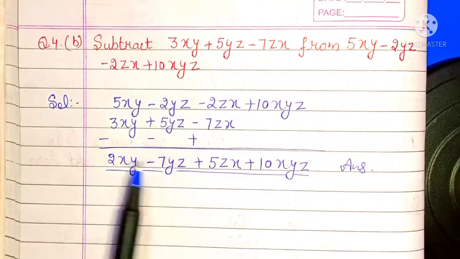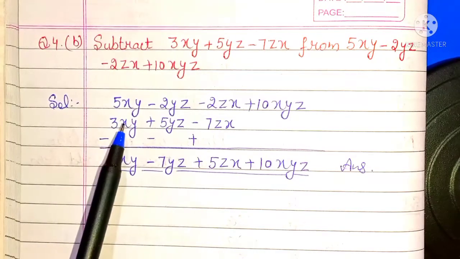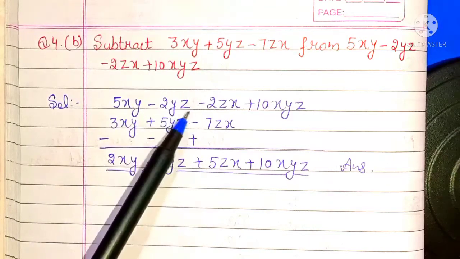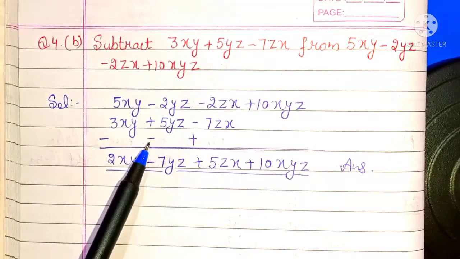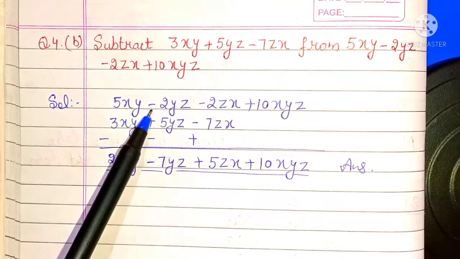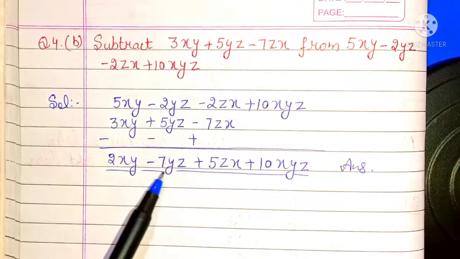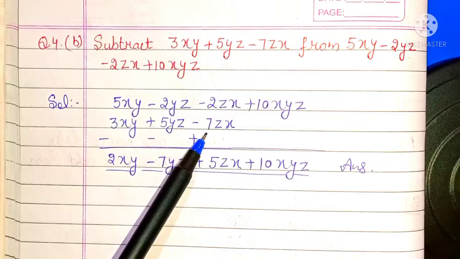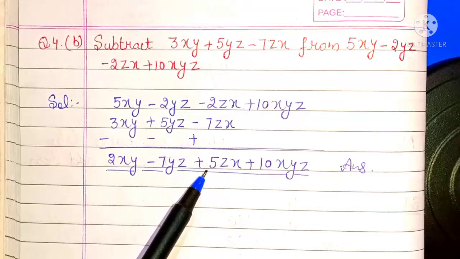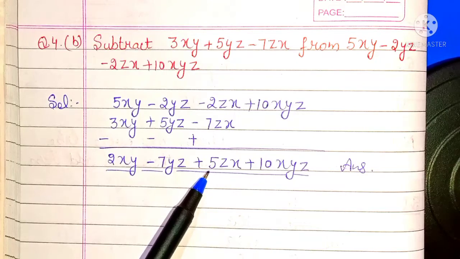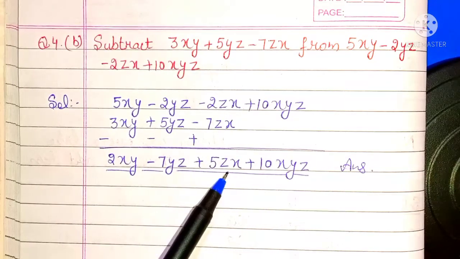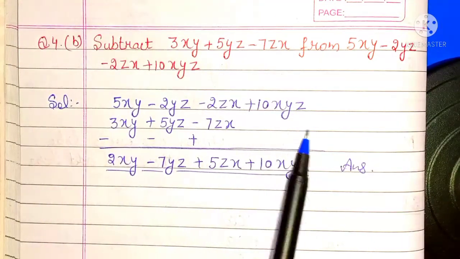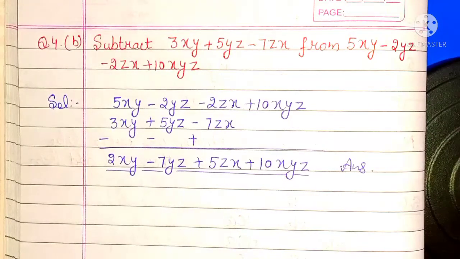Now let's solve it. 5xy minus 3xy will be 2xy. Now minus 2yz and minus 5yz, I will observe these symbols. Minus 2, minus 5, it will be minus 7yz. In the next, minus 2 and plus 7, it will be 5. And the variable which will come will be zx. So it will be 5zx. Because I don't have any term in the second expression of xyz, plus 10xyz will be written as it is.